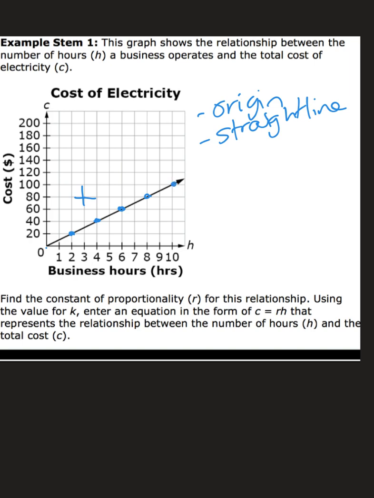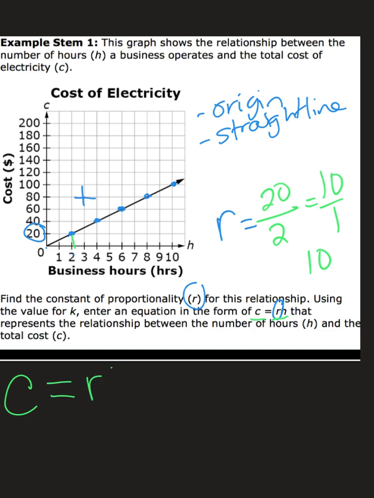The really important thing here, notice how it's only 1 unit up and 2 units over, but 1 unit up represents 20. So when you are setting up your constant, which in this case is represented by r, you are going to use the y value of 20 over the x value of 2, which of course simplifies to 10 over 1, or just 10. And now this time it has c equals rh. So I'm going to use c equals rh instead of y equals kx.